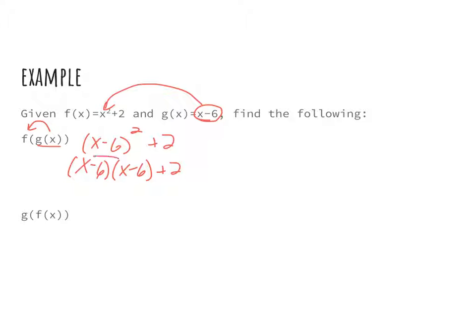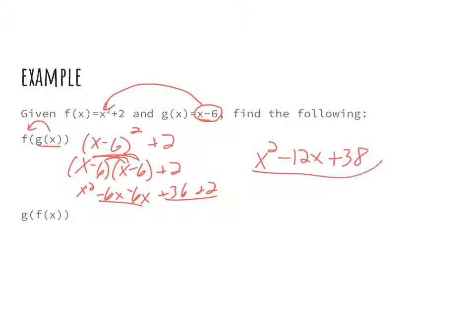I need to FOIL this, so I've got x squared minus 6x minus 6x plus 36, and then I bring down that plus 2. Combining my like terms, I don't have anything to add to my x squared. Negative 6x minus 6x is negative 12x. 36 plus 2 gives me 38. So my final answer is x squared minus 12x plus 38.